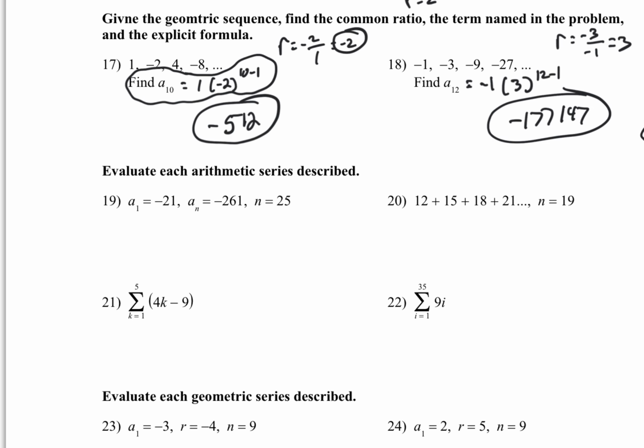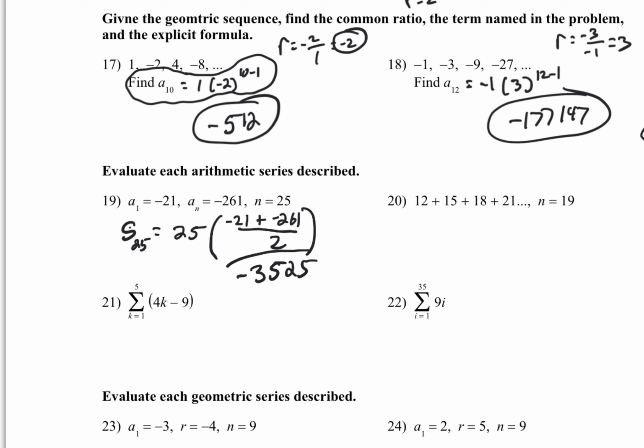Evaluate the arithmetic series. When you evaluate the arithmetic series, our a of n, in this case 20, or s of n, so s of 25 is going to equal our n value, 25, times our first term, negative 21, plus our nth term, which is negative 261, divided by 2. So make sure you follow order of operations. So negative 21 plus negative 261. Make sure you hit enter. Then divide that by 2, hit enter, and then times 25. Get negative 3,525.